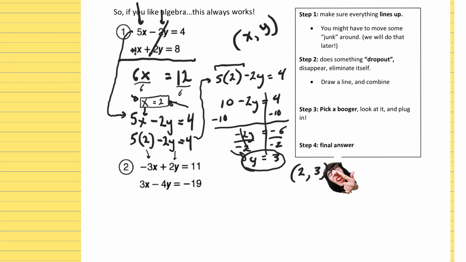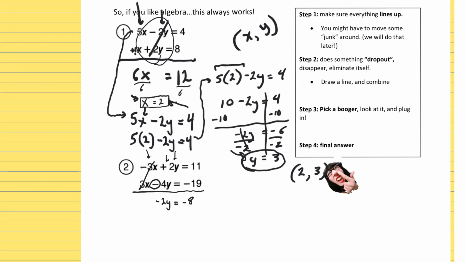Step 2, let's see if one of them drops out. Is it going to be the X or the Y? Now, in this case, you can see that it's the X's, a negative 3 and a positive 3. So this is different than the previous one where the Y's dropped out. This one, the X's dropped out. So again, we draw a line and combine. The X's drop out. Combine the Y's. Remember that sign tells you to subtract.